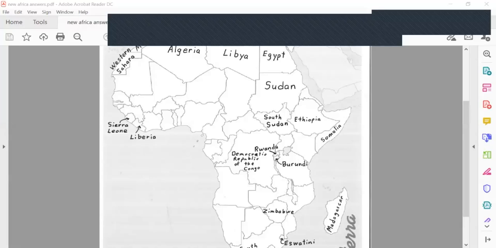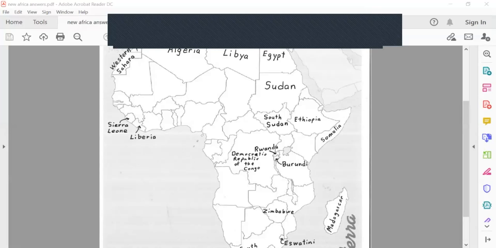Talk about Sierra Leone and Liberia. The reason I have included these countries is that they both have a similarity in their founding, and that is the fact that they were both founded by slaves, or at least former slaves. Let's start with Sierra Leone.